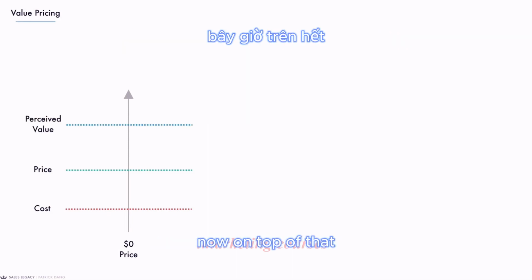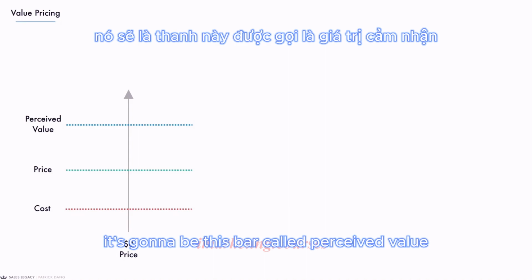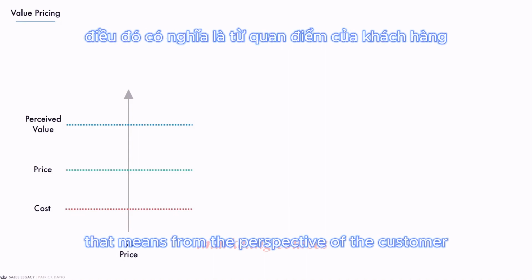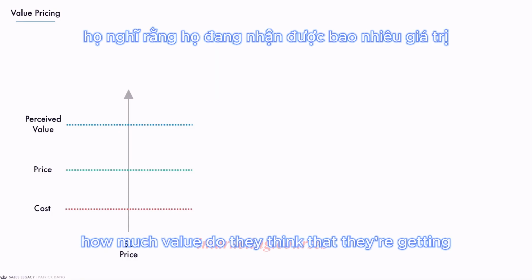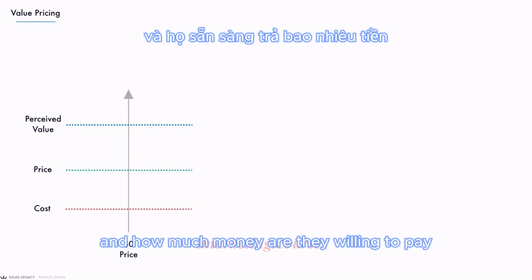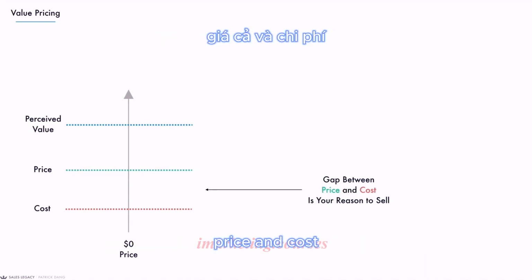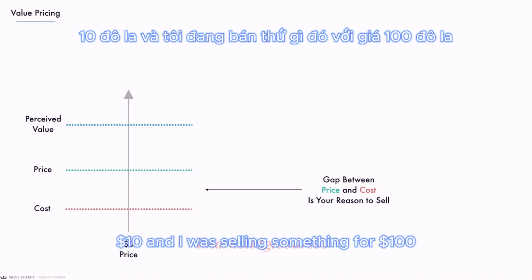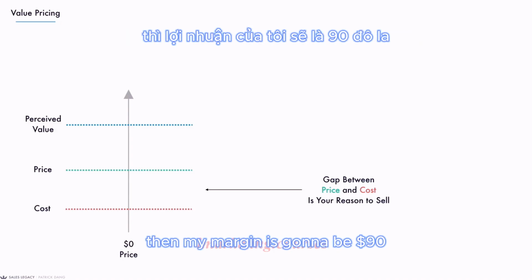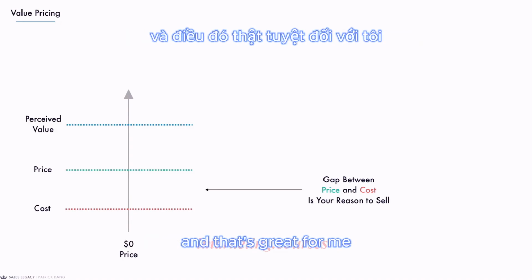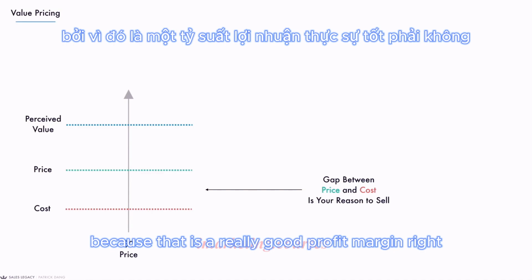Now, on top of that, there's this bar called perceived value. That means from the perspective of the customer, how much value do they think that they're getting, and how much money are they willing to pay to get that product or service and obtain that value that you are providing. So the gap between price and cost is a person's reason to sell. So for example, if my cost was $10 and I was selling something for $100, then my margin is going to be $90, and that's great for me because that is a really good profit margin, right?